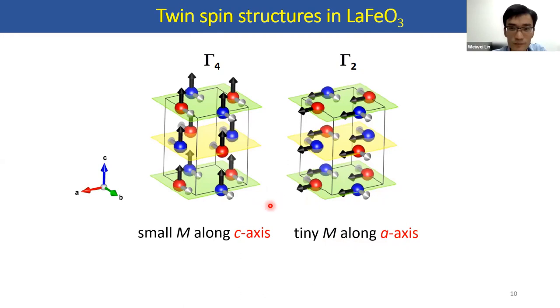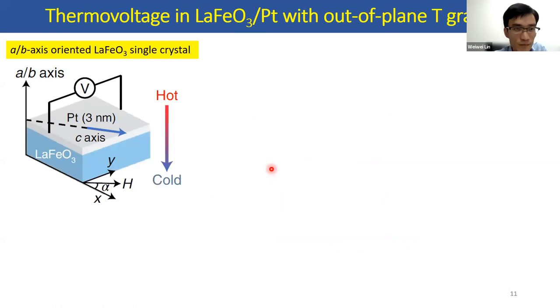Now I show the thermal voltage measurement in the lanthanum ferrite platinum heterostructure. We polish the lanthanum ferrite single crystal and deposit 3 nanometer platinum by magnetron sputtering. Here I show the lanthanum ferrite single crystal. The normal of the surface is the A or B axis, and the C axis is in plane. Now we apply a vertical temperature gradient, about 10 Kelvin per millimeter, apply an in-plane field, and detect the voltage in the transverse direction.